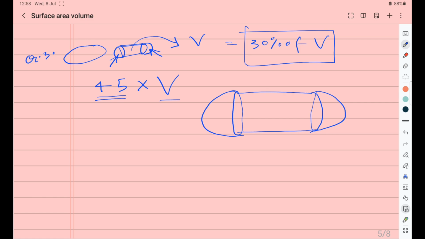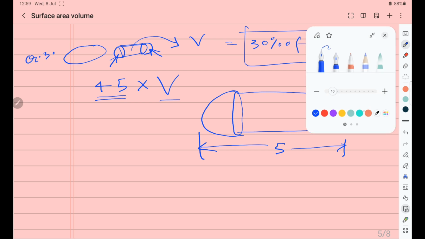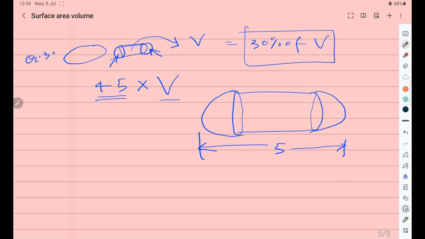Okay, so the overall length is 5 centimeter, and the diameter, I will just denote the diameter with red. Diameter D is 2.8 centimeter.